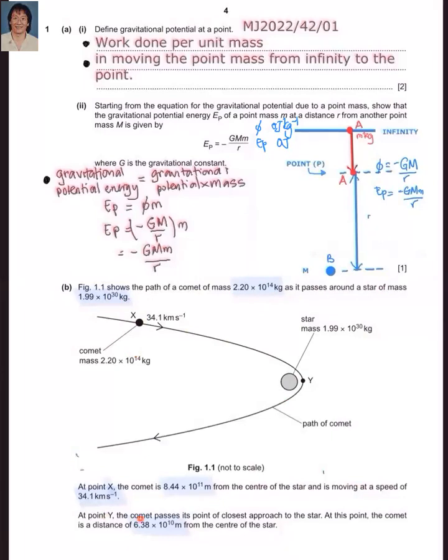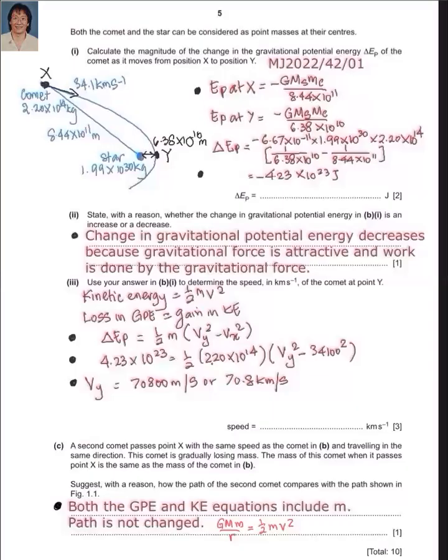At Y, the comet passes the point of closest approach to the star. At this point, the comet is a distance of 6.38 times 10^10 meters from the center of the star. Both the comet and the star can be considered as point masses at their centers.